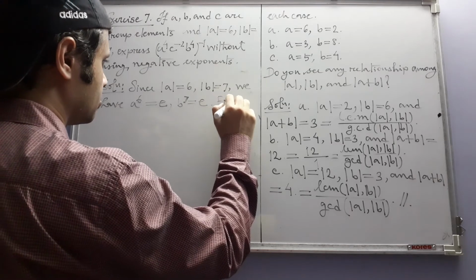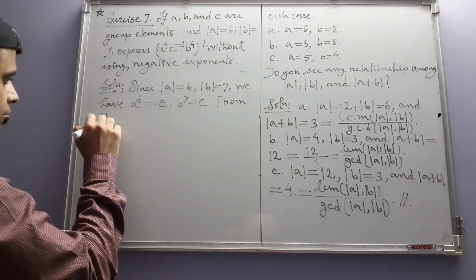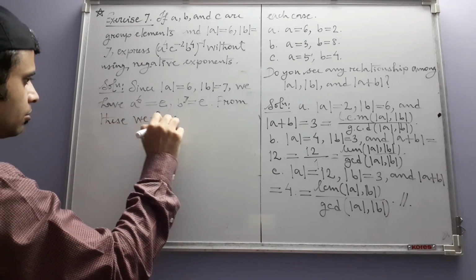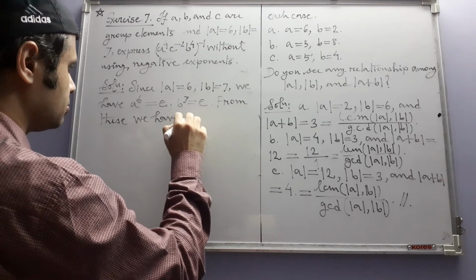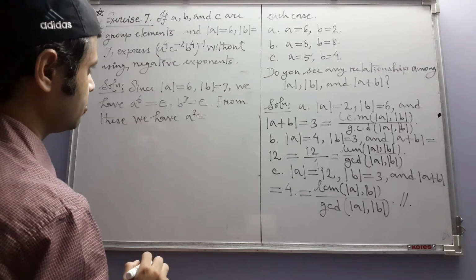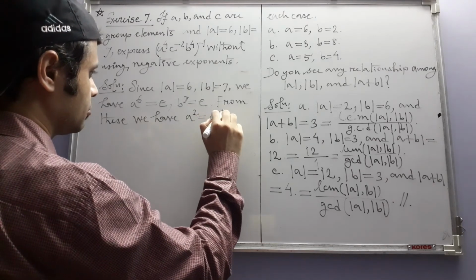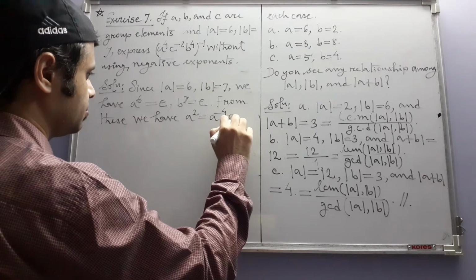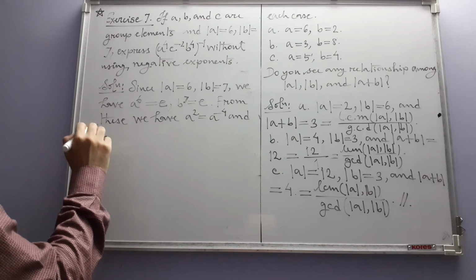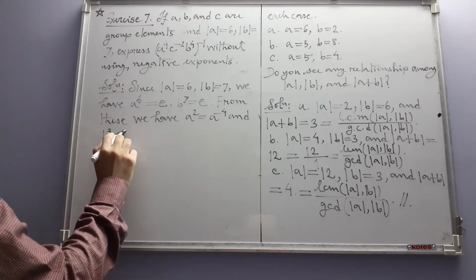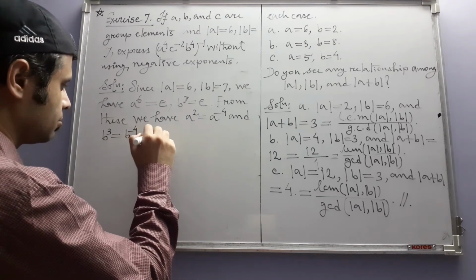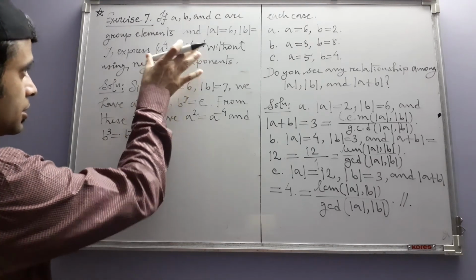From these, we have A square is equal to A to the power minus 4, and B cube is equal to B to the power minus 4. Now this is our element.